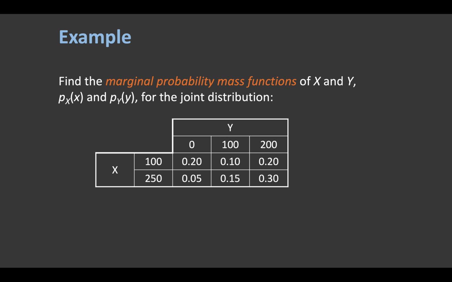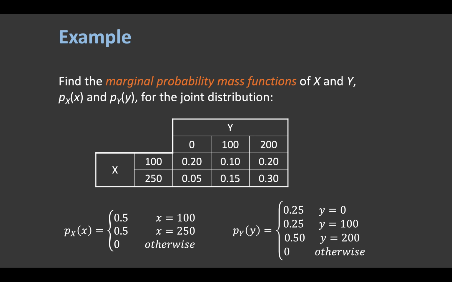All right. So that's basically what we did: find the marginal probability mass function of x and y for all the joint distributions. So let's find x first. For x, we have two values. One is x equals 100. The other is x equals 250. Now, we can just add them together.